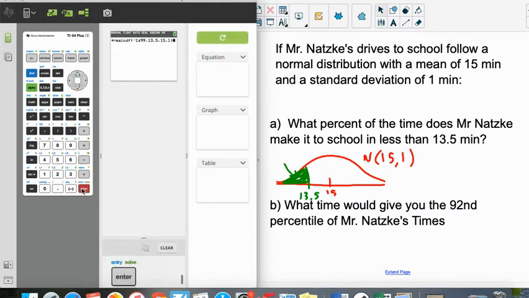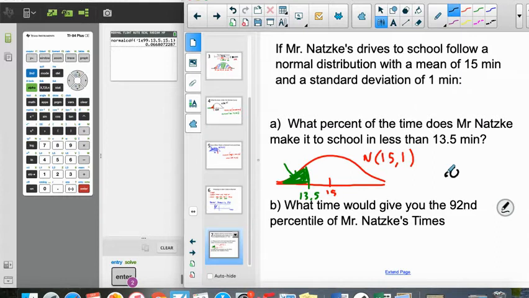If we hit enter, we get out a value. So we got out 0.067. So that tells us that about 6.7% of the times are less than 13.5 minutes.